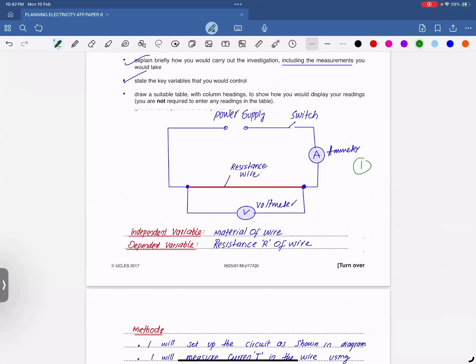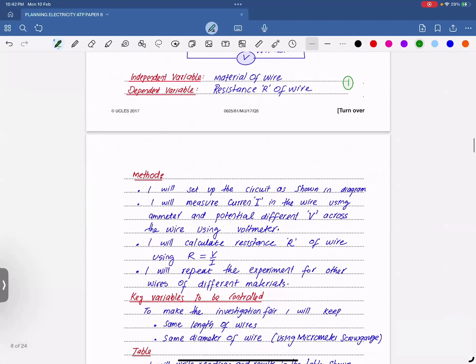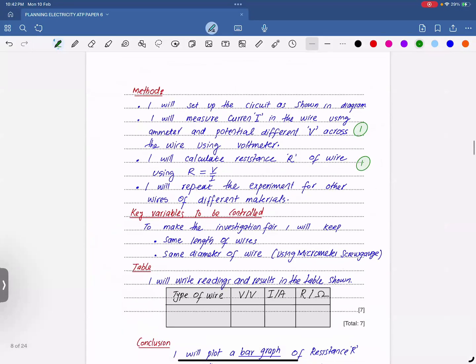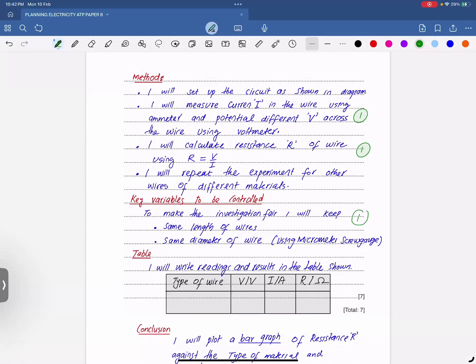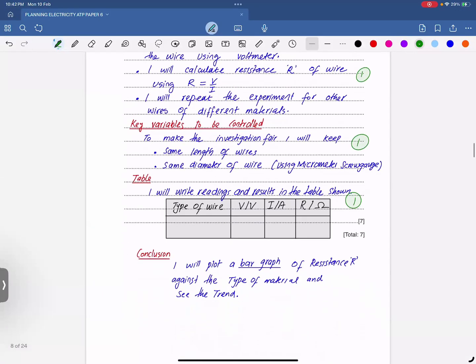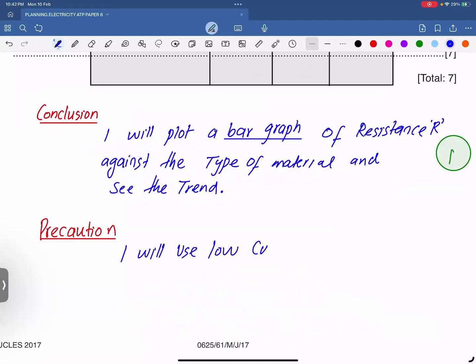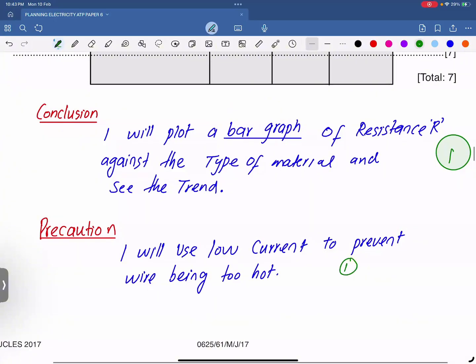So you have 1 mark for the labeled diagram, 1 mark to define the problem, 1 mark to measure current and voltage, 1 mark to calculate the resistance, 1 mark for the key variables, 1 mark for the table, and 1 mark for the conclusion. I will ensure that you also write an extra precaution for all electricity experiments. As I always tell you, you should not put your marks at risk. You will say, I will use low current to prevent the wire being too hot. So this will also guarantee you 1 mark.